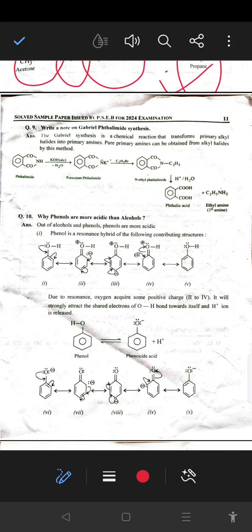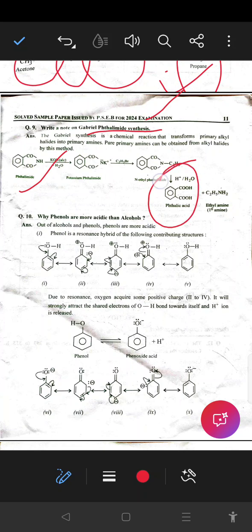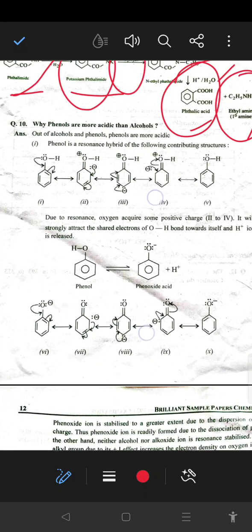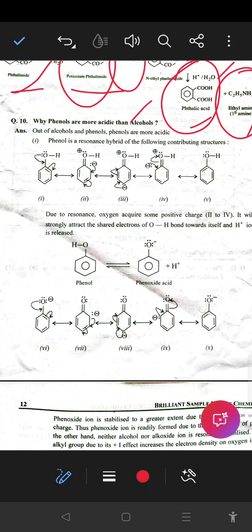So next reaction is the Gabriel phthalimide reaction. In the Gabriel phthalimide reaction, there is a conversion from the phthalimide to phthalic acid and the production of a primary amine. In Gabriel synthesis, phthalimide is first treated with potassium hydroxide, forming potassium phthalimide. That is treated with an alkyl halide, forming N-alkyl phthalimide, which is further treated with water for hydrolysis, forming phthalic acid and a primary amine.